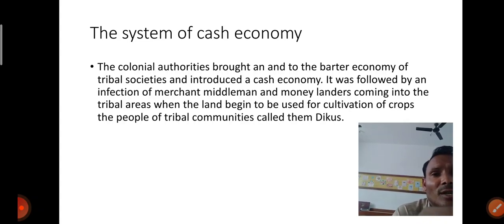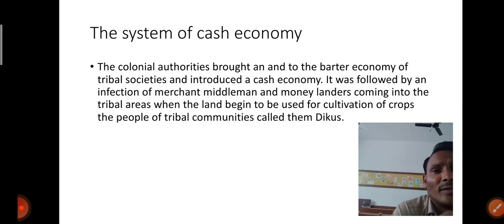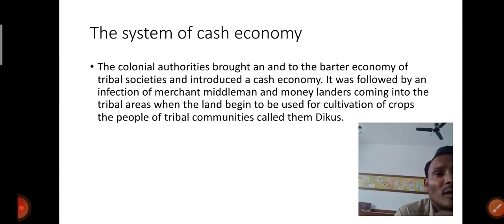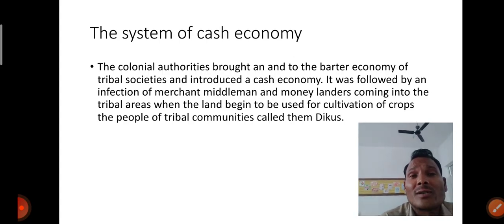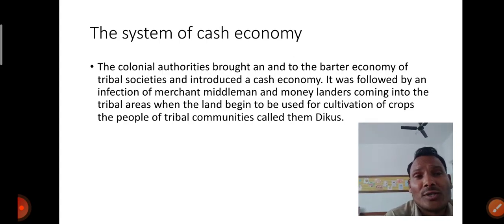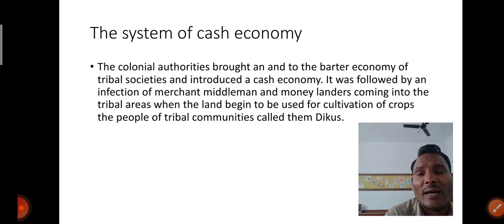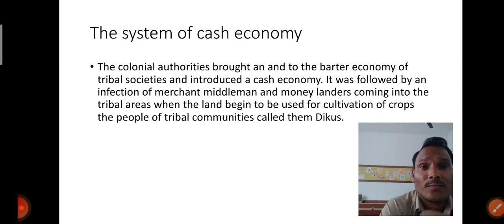The middlemen. Moneylenders came into the tribal areas when the land began to be used for the cultivation of crops. The people of the tribal communities called them Dikus, meaning the outsiders. They were Dikus to the tribal people, who were the traders, outsiders, Europeans, merchants, moneylenders or zamindars. Clear?